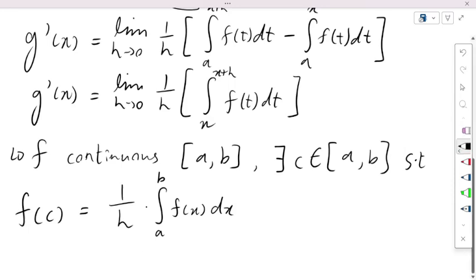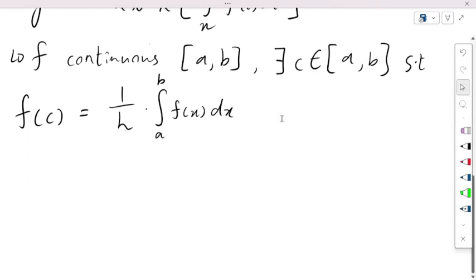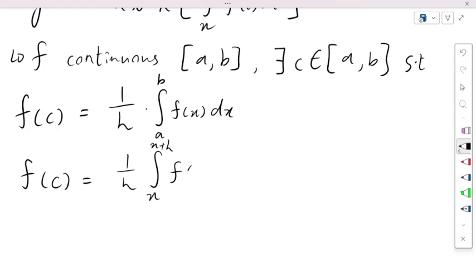So let's do that. We are going to now suppose that f of c is equal to 1 over h integral from x until x plus h of f of t with respect to t. Note what I just did right there. I manipulated this integral because we can see it in that form.